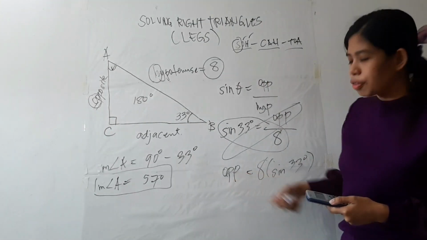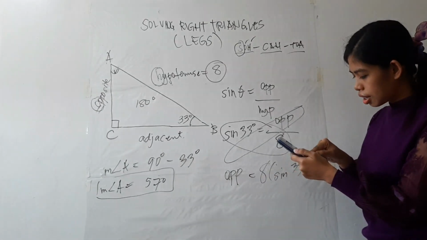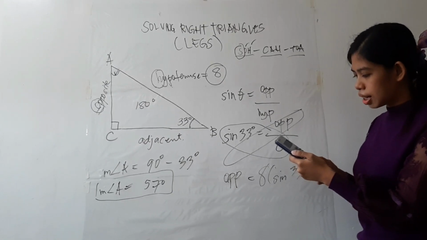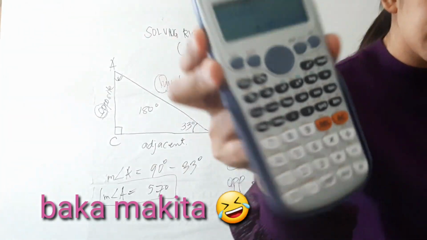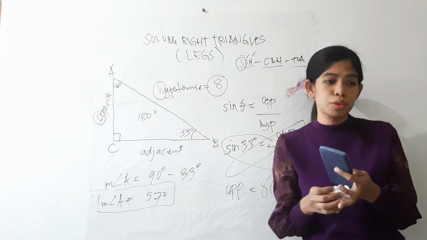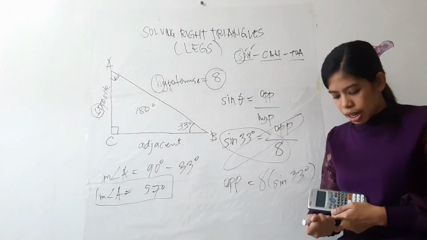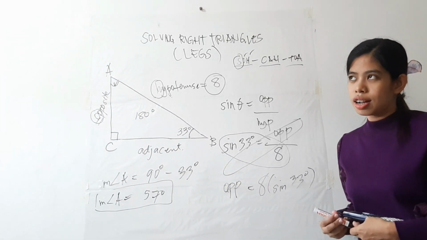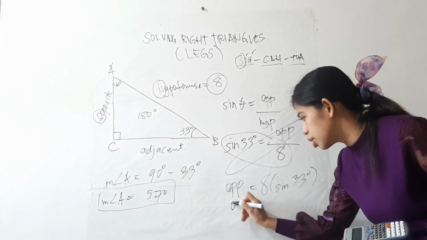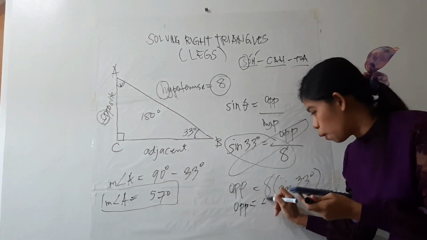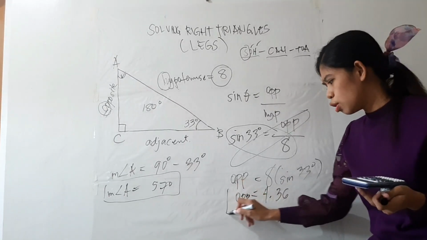So, how are we going to find out the opposite side? You just press 8 times sine of 33 degrees equals. So, you are going to get, if you can see it clearly, 4.3571128. And again, as I always say to my students, para pareho tayo ng sagot, we just agree to round it off to the nearest hundredths or 2 decimal places. So the measure of the opposite would be 4.36 units. I hope you got the same thing.